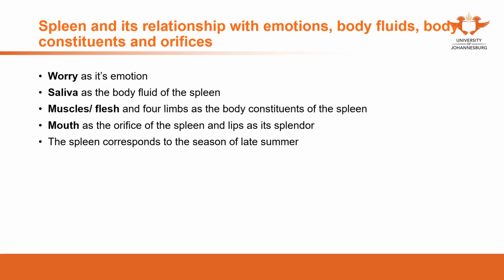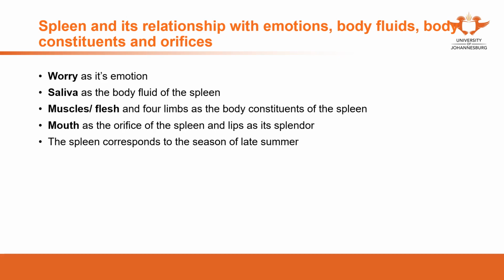Another explanation for this kind of body shape in anxiety patients is from the muscles and flesh. The muscles are the body constituents of the spleen. So if the spleen is dysfunctional, the patient will suffer from weak muscle or less muscle.